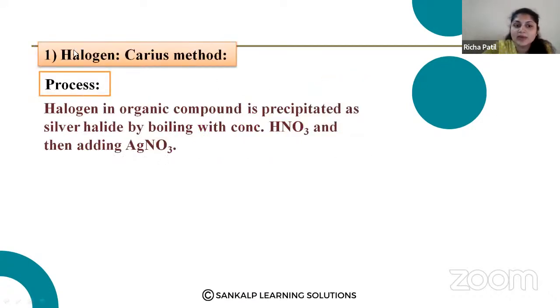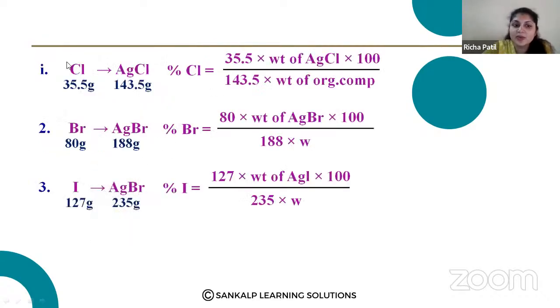Next, halogens can also be estimated by the Carius method. Halogen in the organic compound is precipitated as silver halide by boiling it with HNO3 and adding AgNO3. For chlorine, the percentage is 35.5 into weight of AgCl into 100 divided by 143.5 into weight of organic compound. For Br, similarly use the weight of AgBr and the weight of the organic compound. Like this, you have to calculate the halogens using the Carius method. Everything will be given, you only have to substitute. Remember these particular formulas.